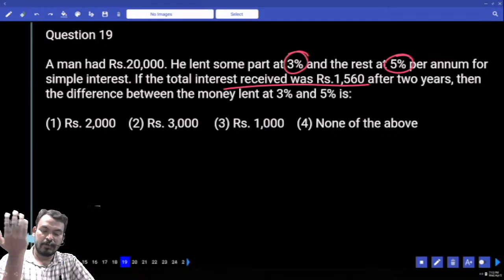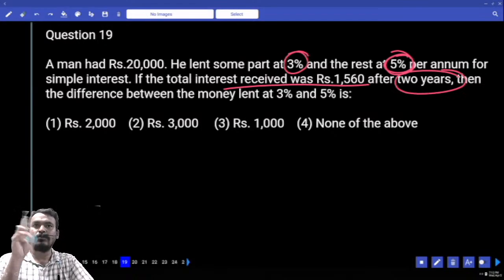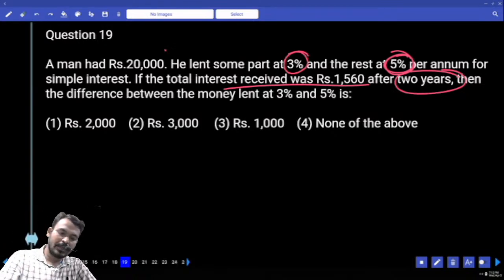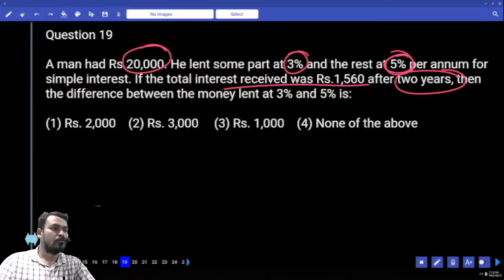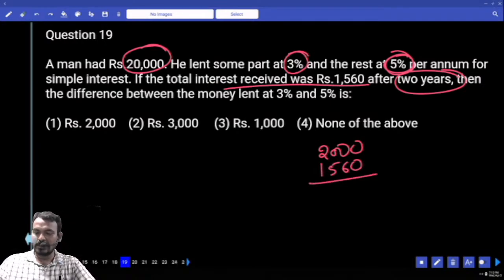Okay. If we require the first case principal in the reverse method, which data is taken? The second one's data or not? What is the second one's rate of percentage? 5%. Time is given as 2 years. 5% per annum for 2 years is 10%. What is 10% of 20,000? 2,000, or not? It means the actual interest would be 2,000. In place of 2,000 you are getting how many rupees? 1560, or not?